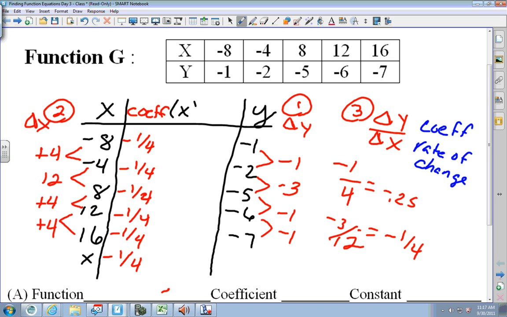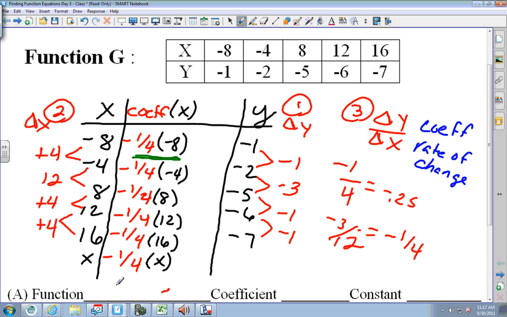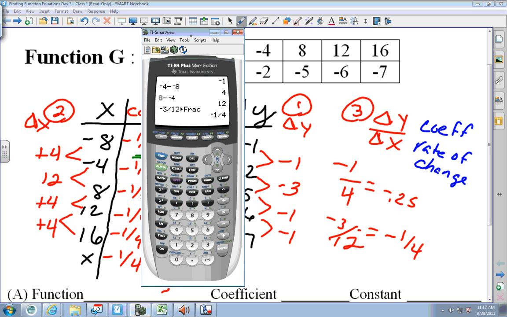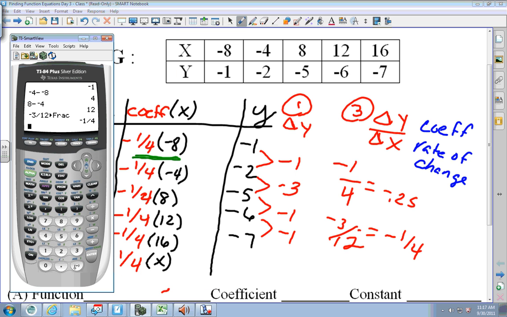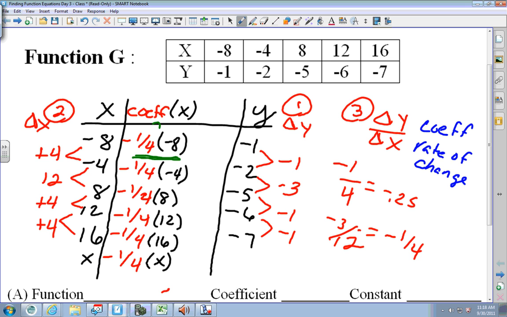Next to it goes my x. So I'm going to put in there -8, -4, 8, 12, 16, and x. Now you need to multiply these two together and see what you get. So I'll go up here and put in -1/4 times -8 and press enter. It gives me 2. So right here, this gives me 2.